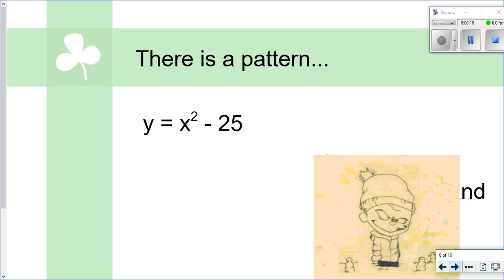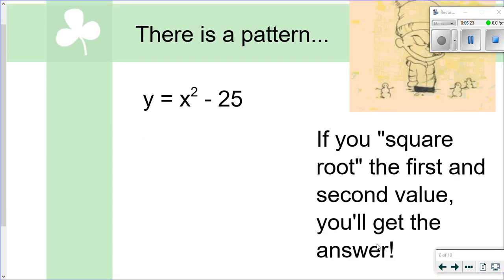Oh, I love me my Calvin and Hobbes. So if we square root the first value, square root the second value, you get the numbers. You still have to remember that it's a plus the first value, in this case a 5, and a minus the second value. I did it the reverse of what I said. Doesn't matter. One's adding, one's minusing. As long as you remember to get both of them in there, you're good.